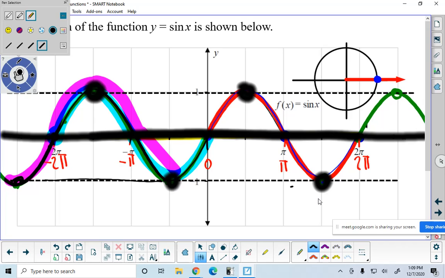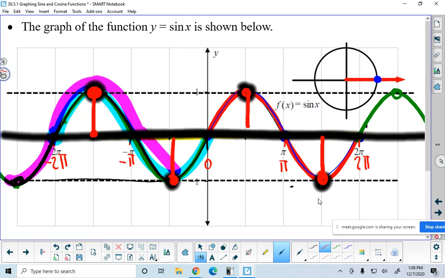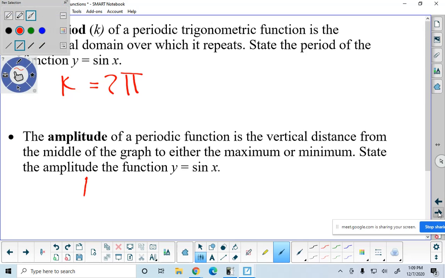The amplitude is the distance from the maximum to the middle, or from the minimum to the middle. And there's no direction with amplitude, it's a distance. You can see that it's 1 unit between the middle of the graph and the top, or 1 unit between the middle of the graph and the bottom, which means the amplitude, and we have the symbol capital A for amplitude, is 1.